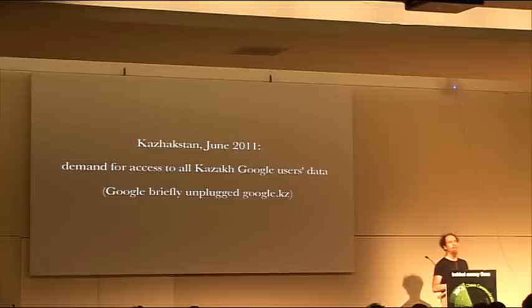Another interesting example was Kazakhstan in June this year, which made a demand to Google saying, any Kazakh Google user, we have a right to have access to their data. We want to be able to see their Gmail, want to be able to see their search terms. They're our citizens, we need to be able to see what they're doing. Google's response to this in Kazakhstan was to turn off google.kz. Like, we're not going to be in Kazakhstan. Goodbye. The same response, I guess, that they ultimately took with China.